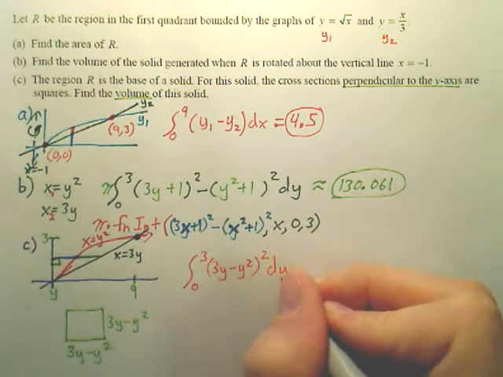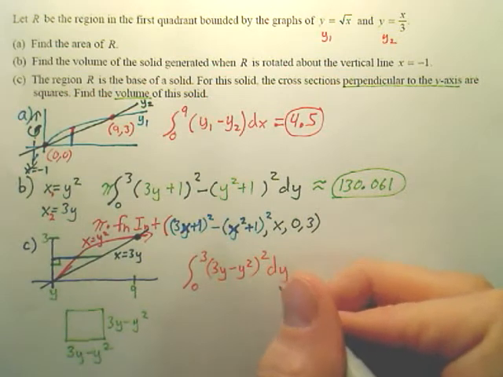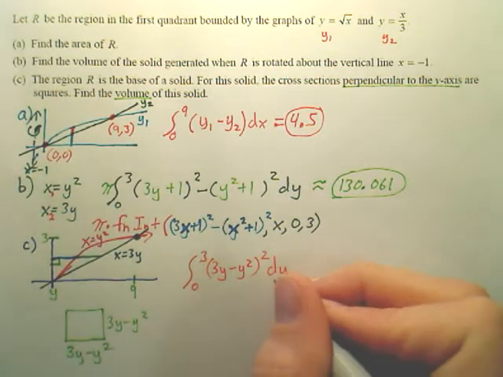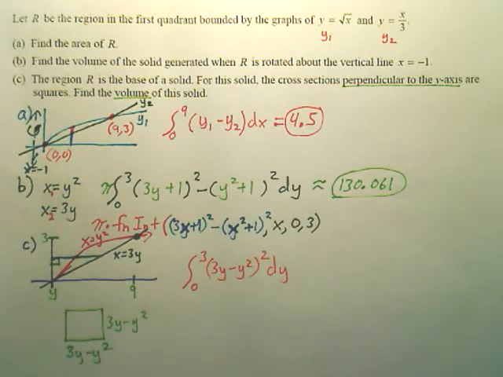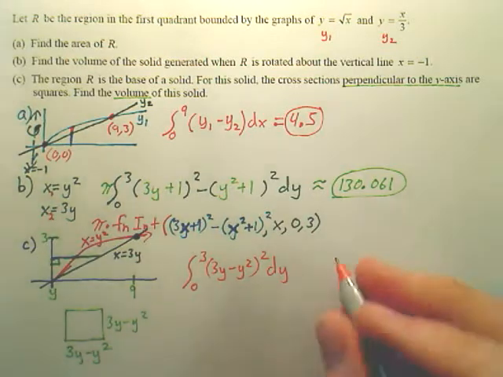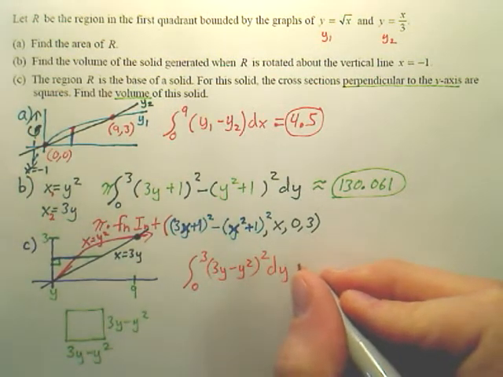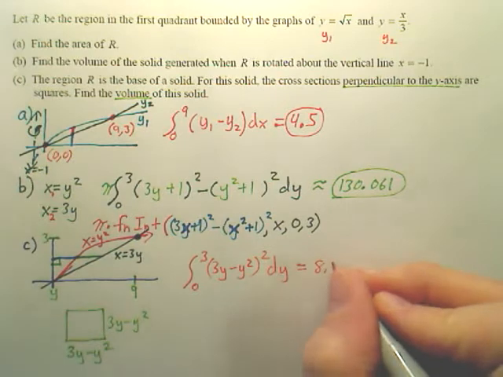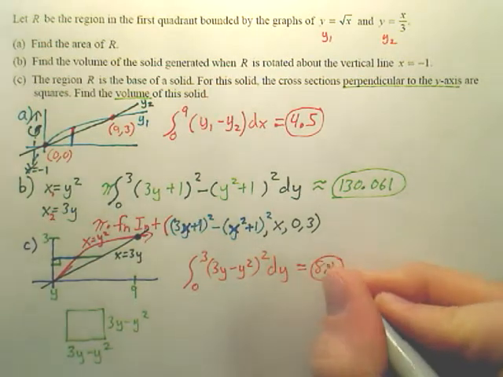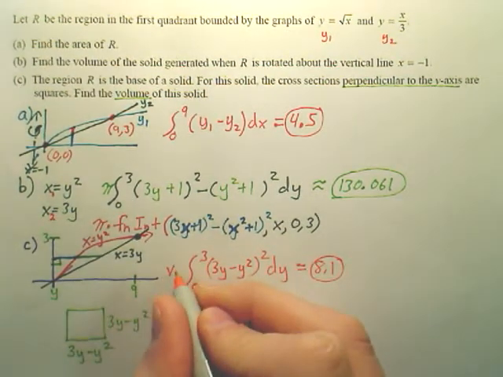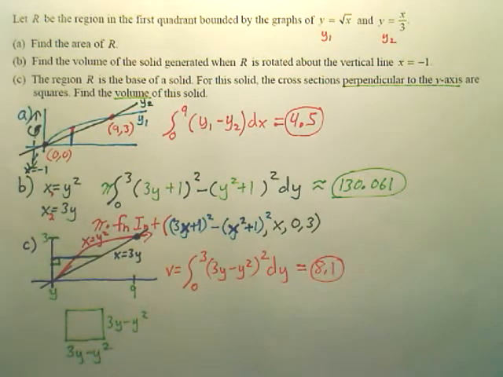Don't forget dy. A lot of you will mess up if you forget dy. Some of you put dx by habit. It's dy because these are y's. That is how you set it up. And then, if you calculate that on your calculator, you simply get 8.1. So if you want to put volume equals, your volume equals 8.1.